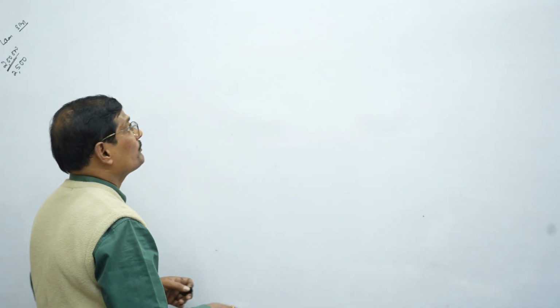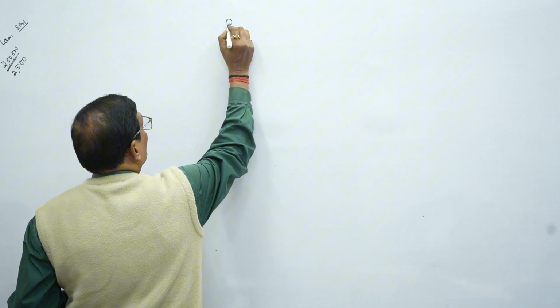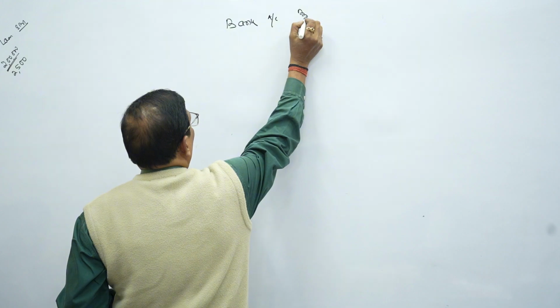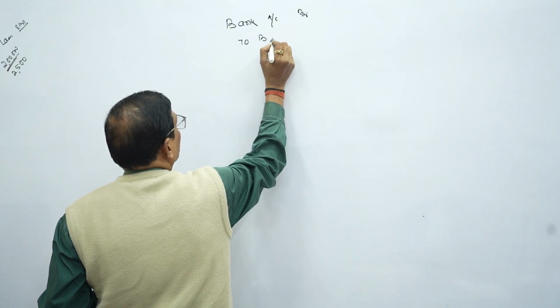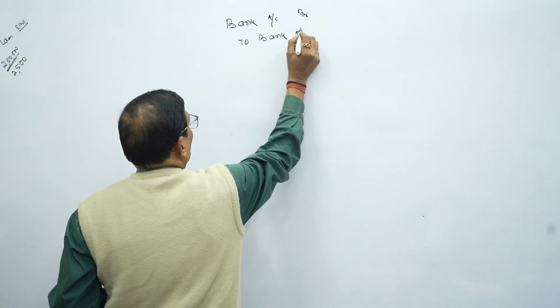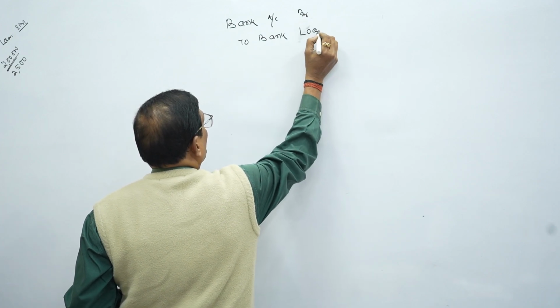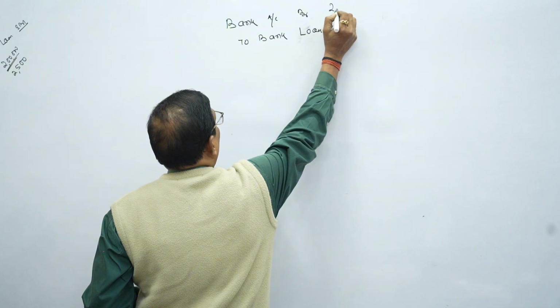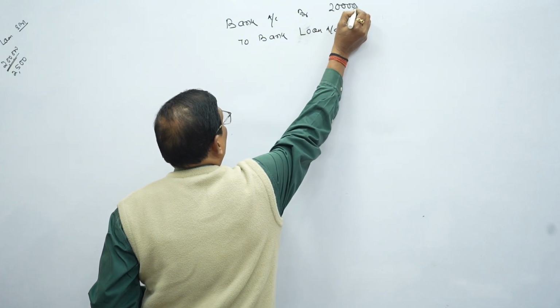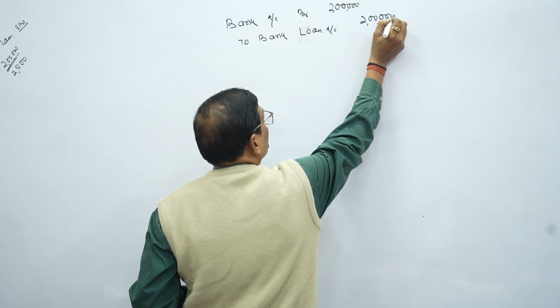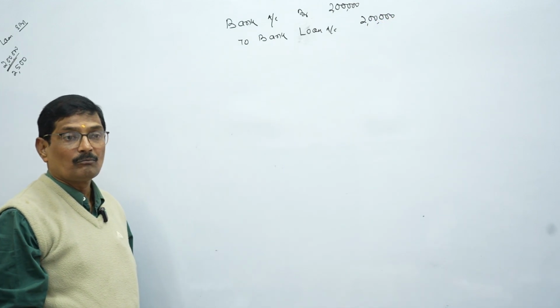So when we borrow the loan, the entry will be bank account debited to bank loan, or loan from bank account, that is 2 lakh rupees. And remember, for every journal, there must be a narration: being loan borrowed.